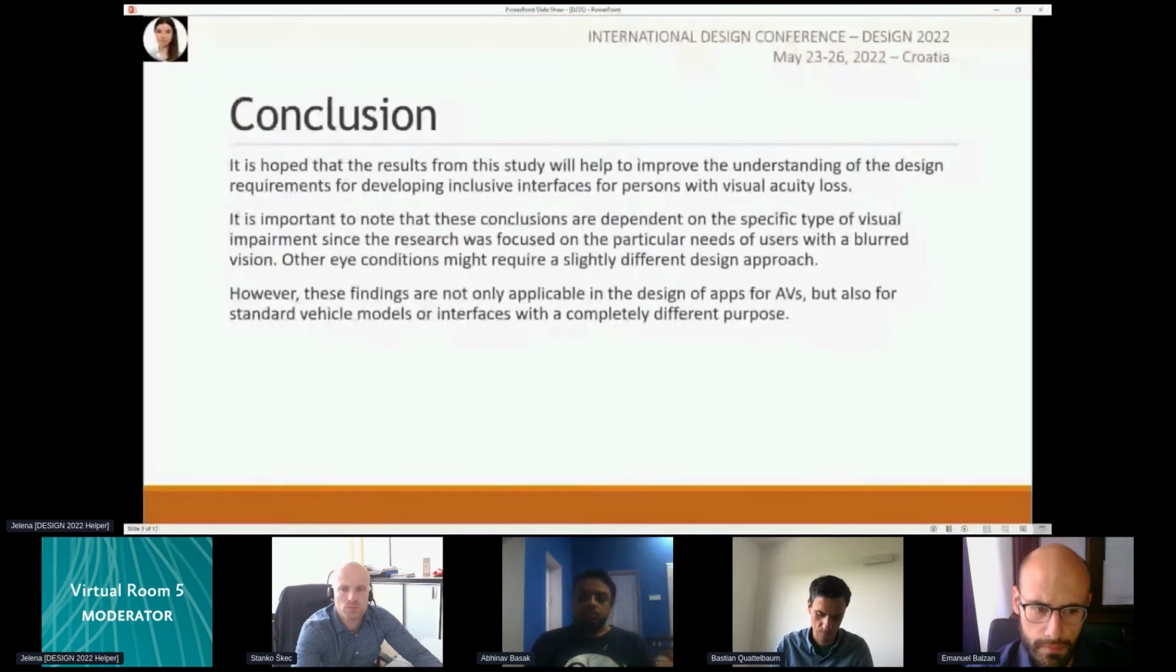It is important to note that these conclusions are dependent on the specific type of visual impairment, since this research was focused on the particular needs of users with a blurred vision. However, these findings are not only applicable in the design of apps for autonomous vehicles, but also for standard vehicle models or interfaces with a completely different purpose.